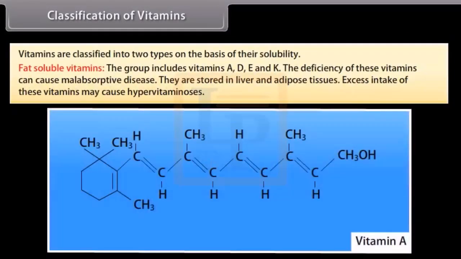Classification of vitamins. Vitamins are classified into two types on the basis of their solubility. Fat-soluble vitamins. The group includes vitamins A, D, E and K. The deficiency of these vitamins can cause malabsorptive disease. They are stored in liver and adipose tissues. Excess intake of these vitamins may cause hypervitaminosis.